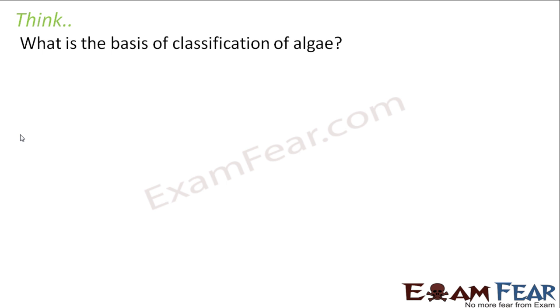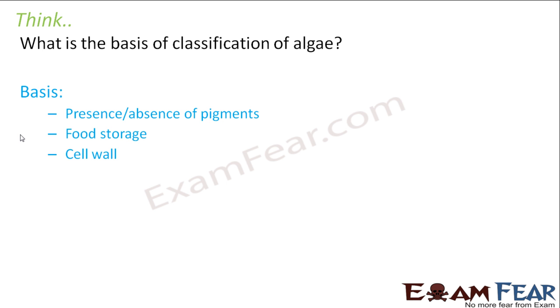So you saw that we further classified the algae. In the plant kingdom, we had a group called algae under thallophytes. So we again divided algae into three types. Why did we do so? And what was the basis of that classification? The basis was the pigments presence. So the basis was the presence and absence of pigments, food storage and cell wall. So primarily this was the basis.